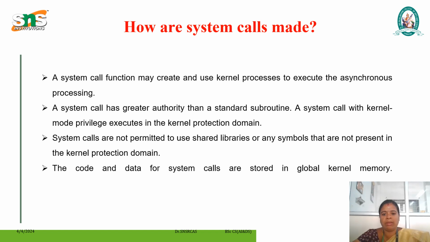Below are some examples of how a system call varies from a user function. First, a system call function may create and use a kernel process to execute asynchronous processing. Second, a system call has greater authority than a standard subroutine. Third, a system call with kernel mode privilege executes in the kernel protection domain. System calls are not permitted to use shared libraries or symbols that are not present in the kernel protection domain. Fourth, the code and the data for the system call are stored in global kernel memory.